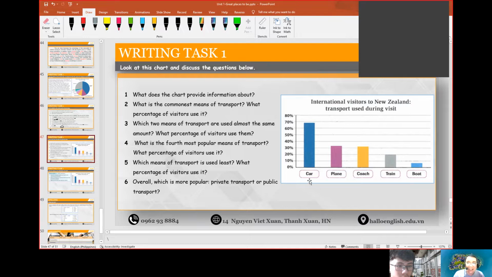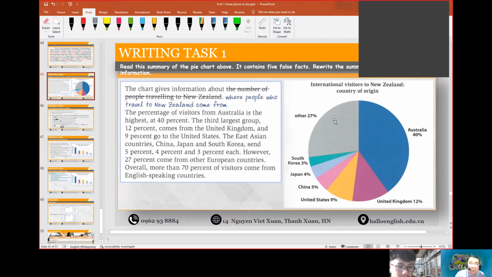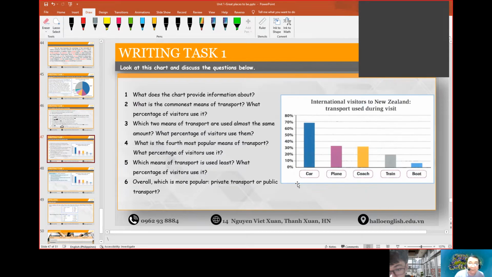In analyzing the information from a bar graph, we have to remember that a bar graph is different from a pie graph. A bar graph has information on the x-axis and also information from the y-axis. This is the title, and this one is another piece of information that we have to take note of, and this one is another.